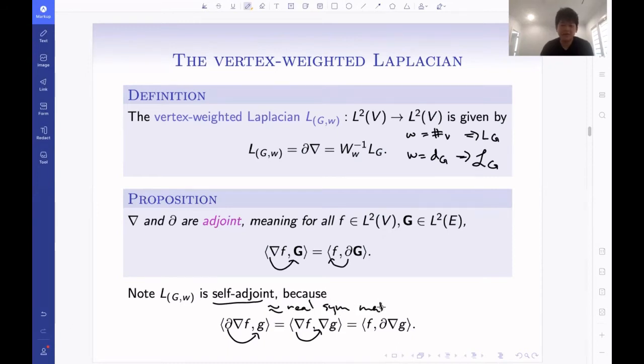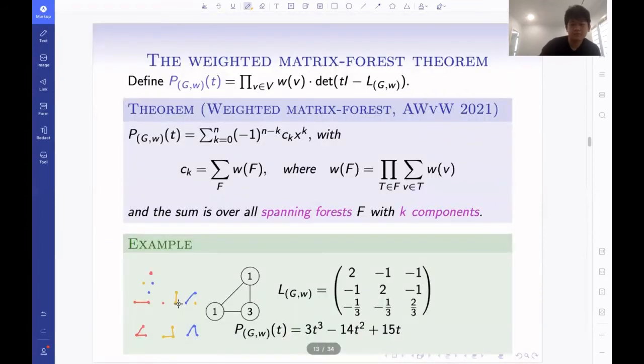Meaning that any theorem you have about real symmetric matrices, like having n real eigenvalues, or the theorems about Rayleigh quotients that I gave you before, they also all just apply to self-adjoint matrices. Okay, so what can we do with this vertex weight Laplacian?